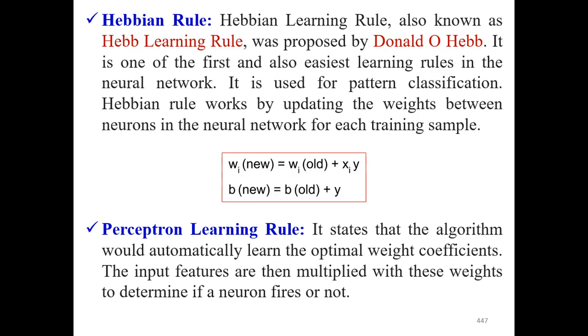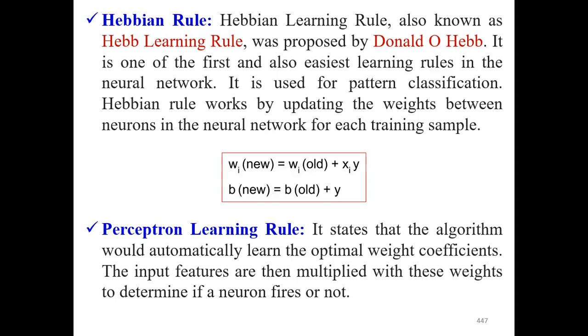Hebbian rule works by updating the weights between neurons in the neural network for each training sample. This is the formula we are using: W_i new, where W means weight and new means new weight, equals W_i old weight plus X_i times Y. So bias new equals bias old value plus Y value. This is called a Hebbian learning rule, also known as Hebb learning rule. It is proposed by Donald O. Hebb.